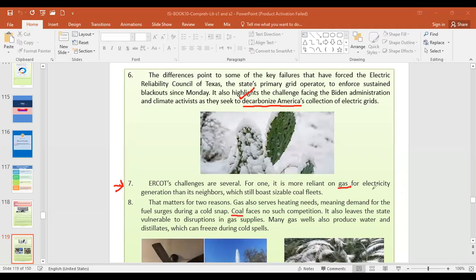Gas and coal, which both produce what? An increase in the carbon dioxide percentage in America? Exactly. They are both producers of carbon, CO2 and CO. Okay. Paragraph 8, Sharif.